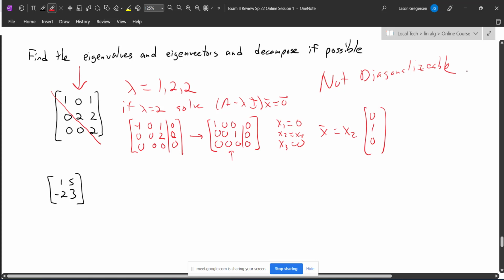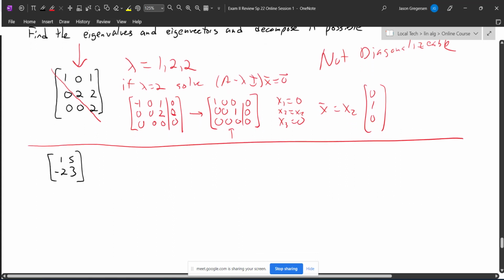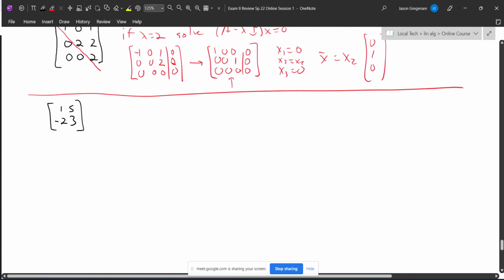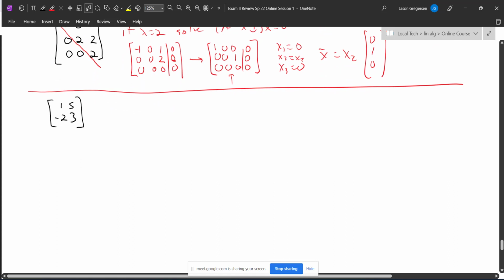Okay. Now the next case is going to have some complex roots, and we're going to do the associated PCP factorization. I'm just going to work through this one for the sake of time here. So step one is to calculate my eigenvalues. I'm going to solve the determinant of A minus lambda I equals 0 for lambda. So I'm going to go 1 minus lambda, 5, negative 2, and 3 minus lambda. Calculate that determinant.